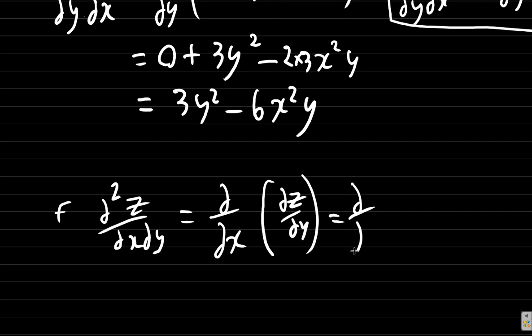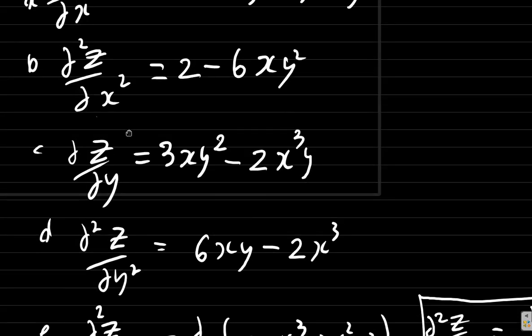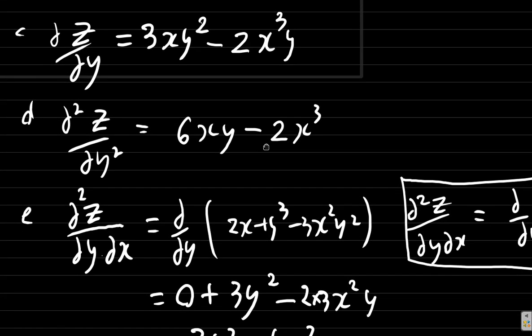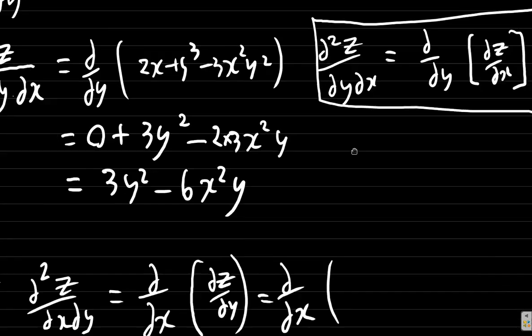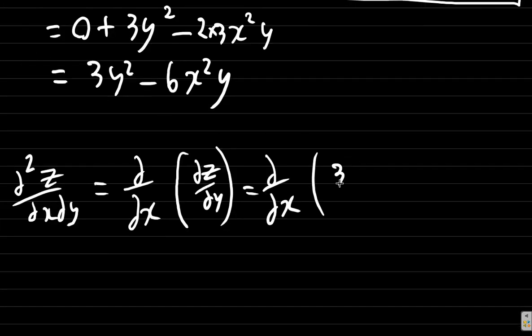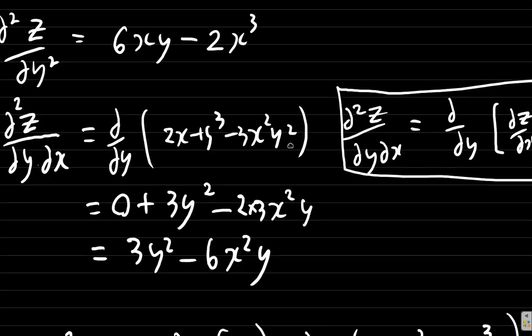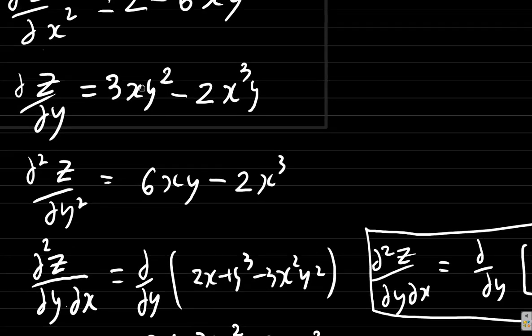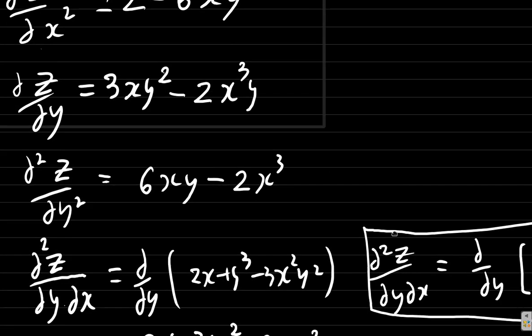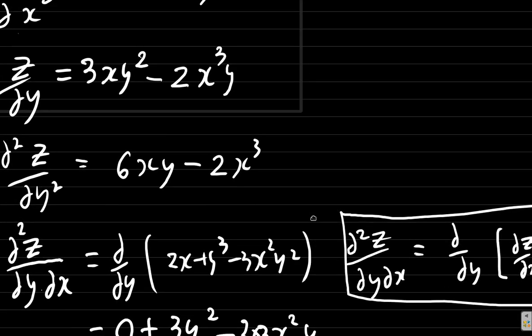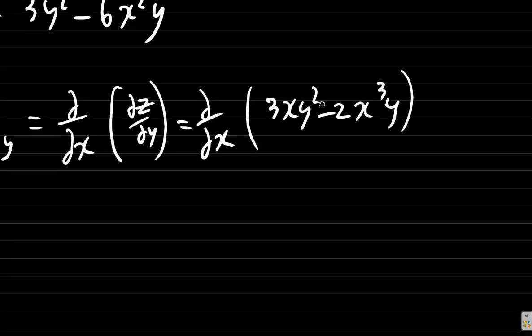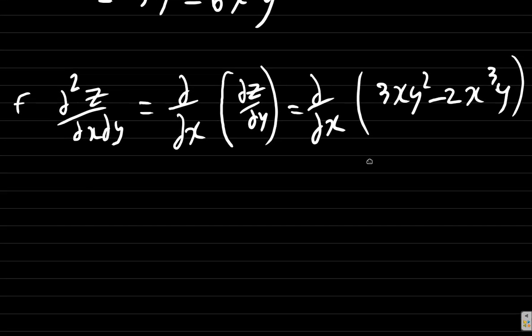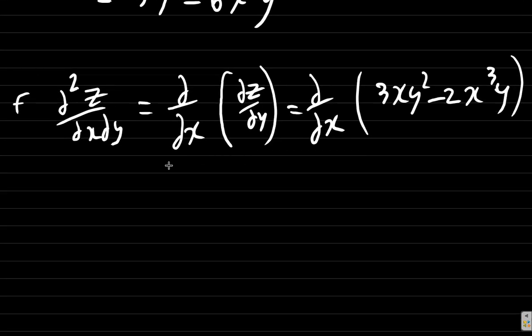Which means the partial derivative with respect to x of, where is it? Delta z by delta y is 3xy squared minus 2x cubed y. Let's check back to make sure. 3xy squared minus 2x cubed y. Alright, good. So we're ready to differentiate this with respect to what? To x.